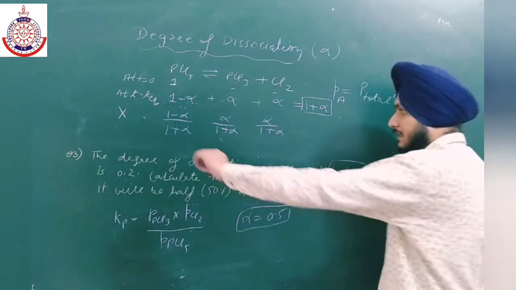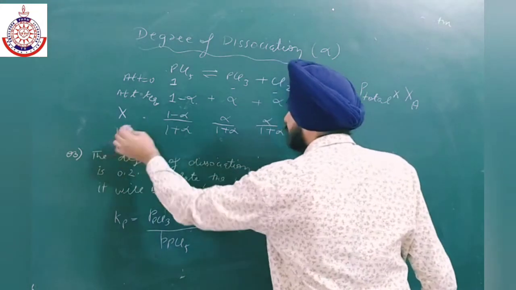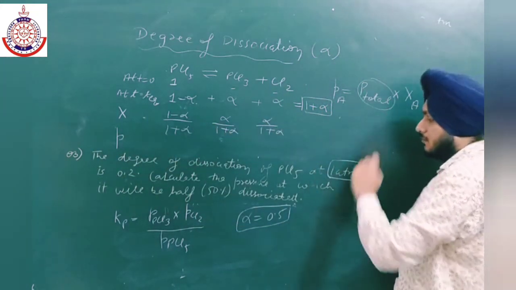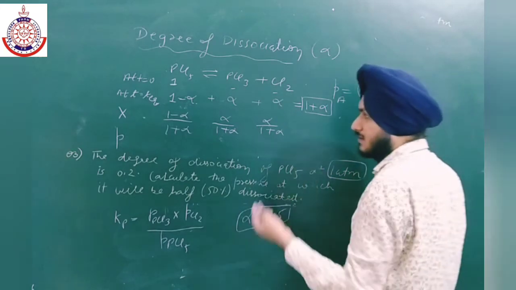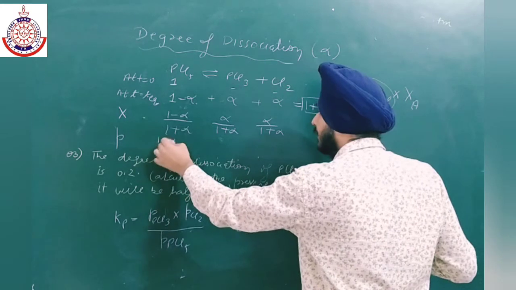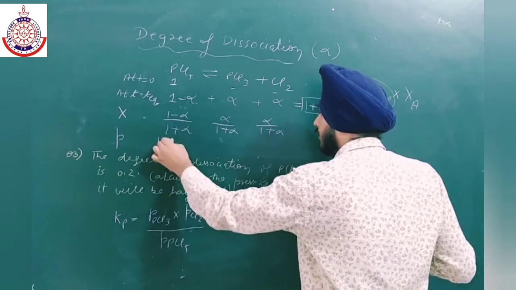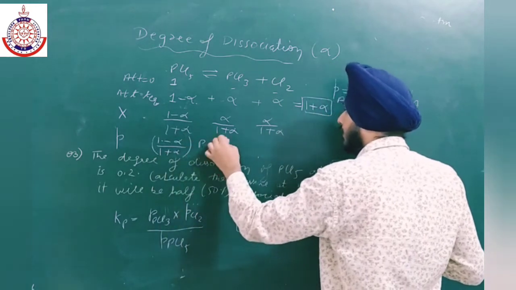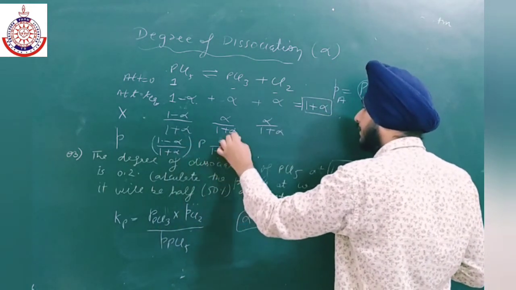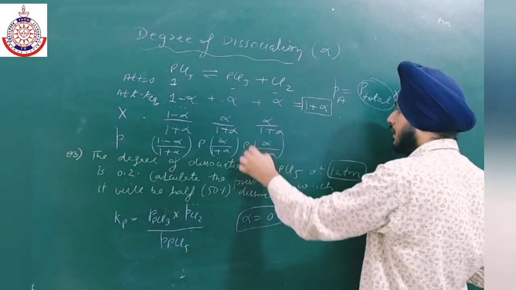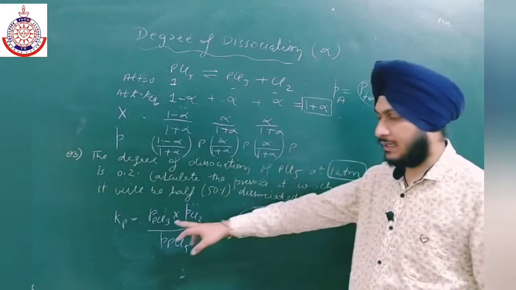And now what is the partial pressure? Partial pressure, we have to multiply the mole fraction with the total pressure. I am taking total pressure as capital P. So (1 minus alpha) by (1 plus alpha) into capital P, alpha by (1 plus alpha) into capital P, alpha by (1 plus alpha) into capital P. So let us calculate the Kp value.